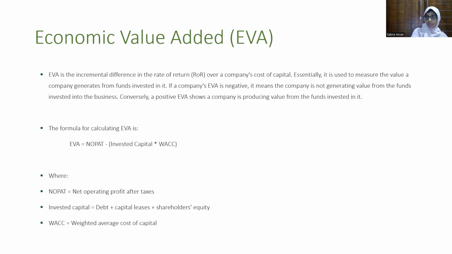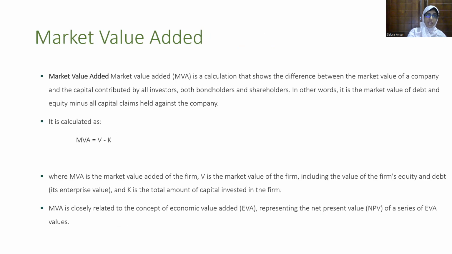Here, this is how we calculate the EVA. You take the net operating profit after tax. From that, you deduct the invested capital multiplied by the weighted average cost of capital. Now, what is invested capital? This is basically debt and capital leases plus the shareholder equity. That whole invested capital multiplied by the weighted average cost of capital needs to be deducted from the net operating profit after tax in order to identify the EVA, or the economic value added.